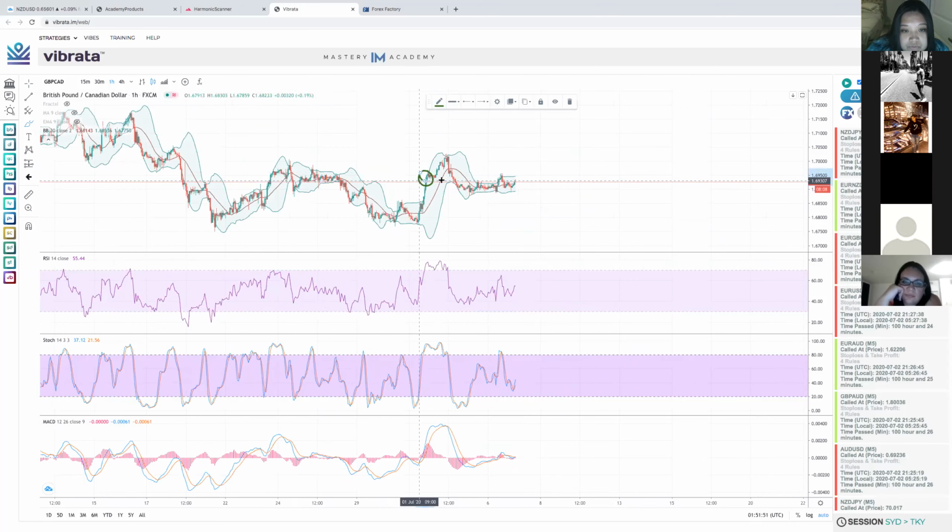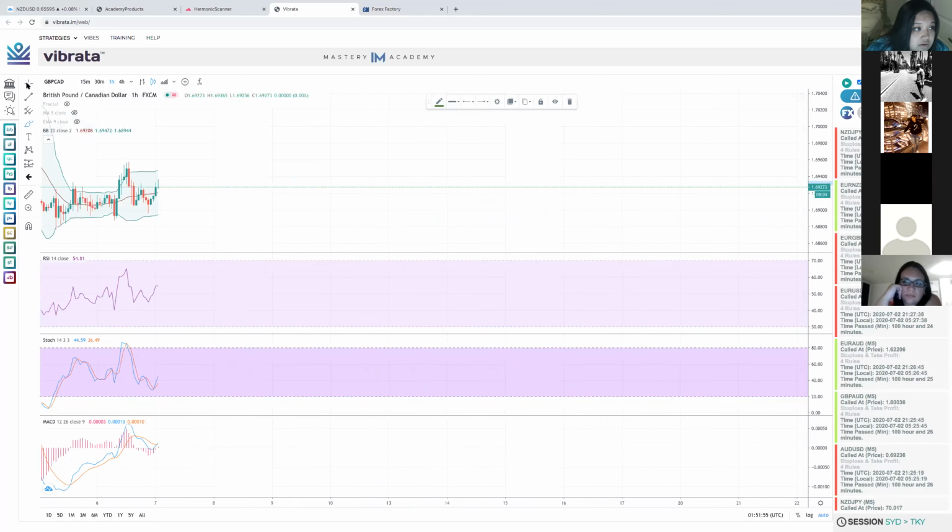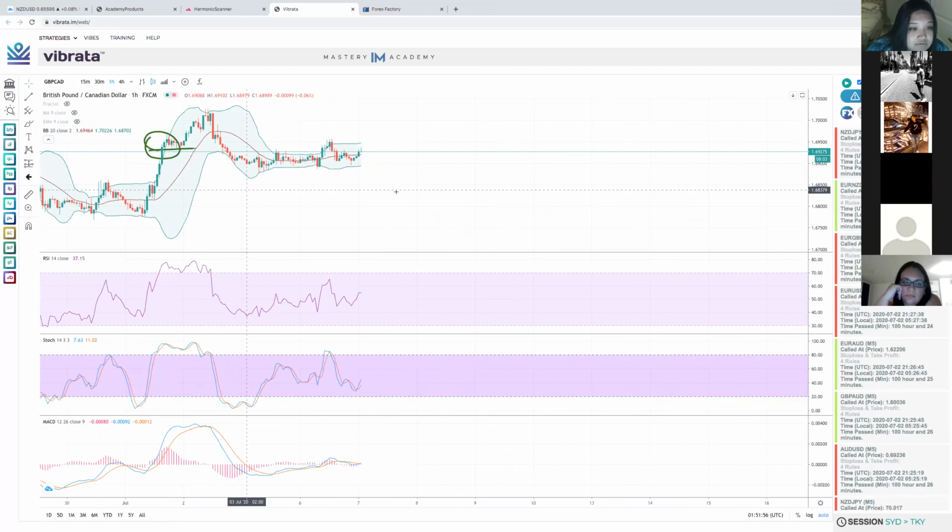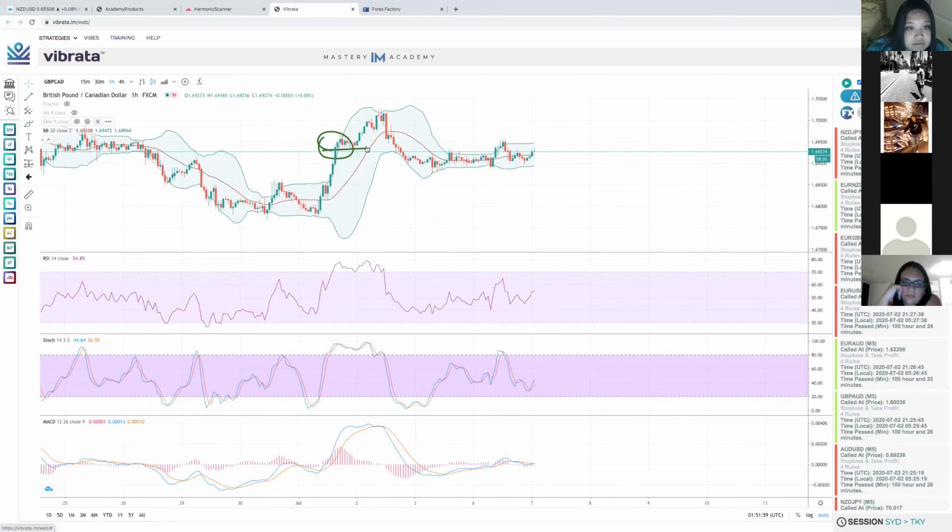That thing consolidated, and then went up all the way to the next resistance. That's almost 100 pips. I held it because I didn't over-leverage, so I was able to hold from here and then catch this drop.